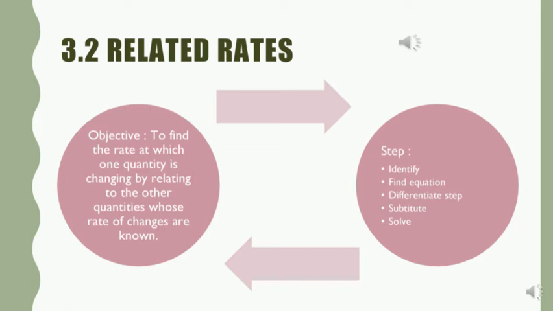The next step is substitute. Substitute the known values obtained in step 2. For example, if we got a value of r for the volume of a cylinder, you just substitute r into the volume formula for the cylinder. Then the last step is you should solve the problem. In this last step, you should solve for the remaining rate of change.